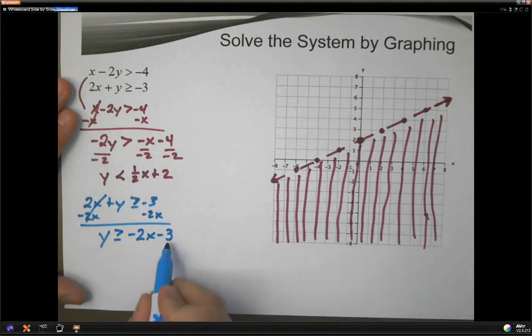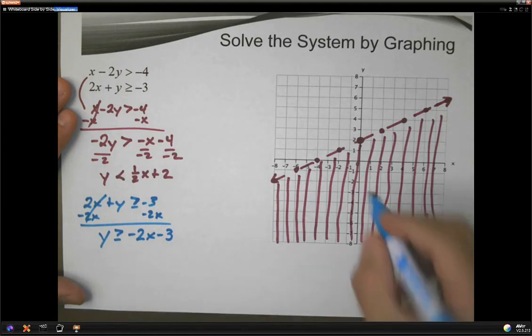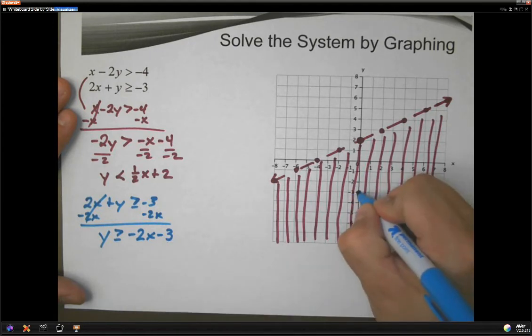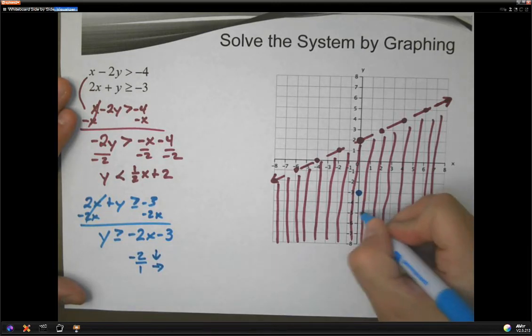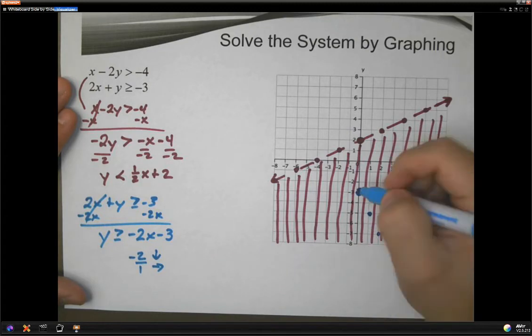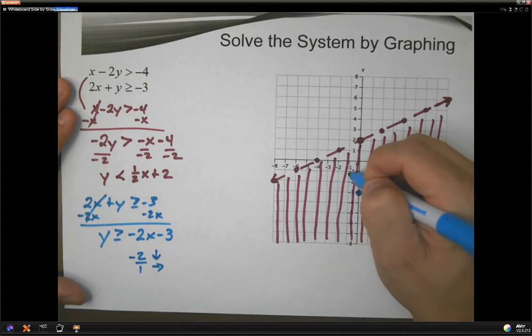So I'll start with my y-intercept, which is at -3. So at -3, that's where I start. My slope is -2. Remember, this can be written as a fraction, but that means down and to the right. So we're going to go down 2 and right 1, and down 2 and right 1. And we can do the complete opposite, up 2 and left 1.